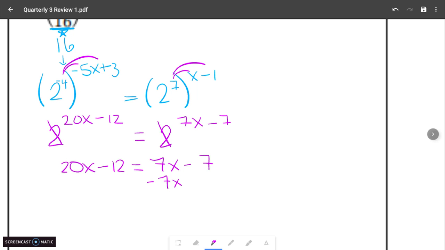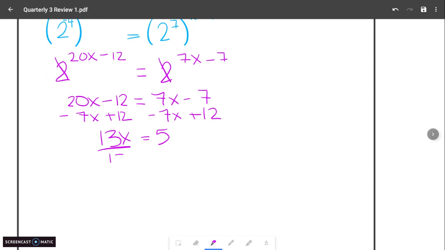I'm going to subtract the 7x over and add the 12 over. So you should get 13x equals 5. Divide by 13. So x equals 5 over 13. For this one, definitely keep it a fraction. Do not give me the decimal answer. It is not a nice decimal. It's one that will go across your calculator screen. So leaving it as the fraction gives me the exact answer.